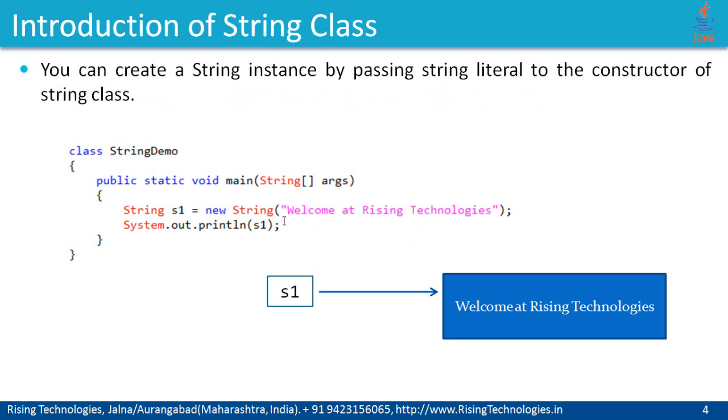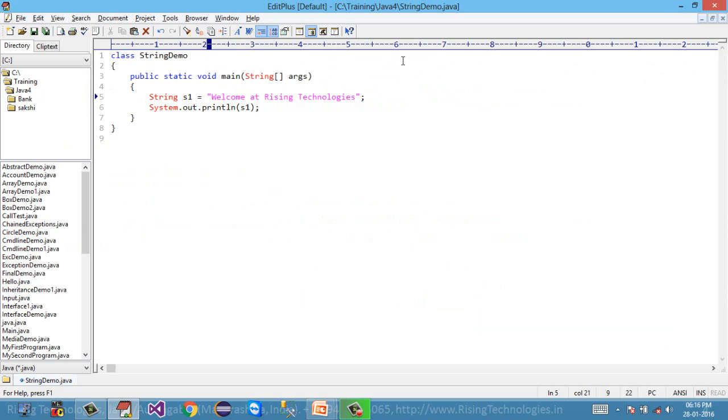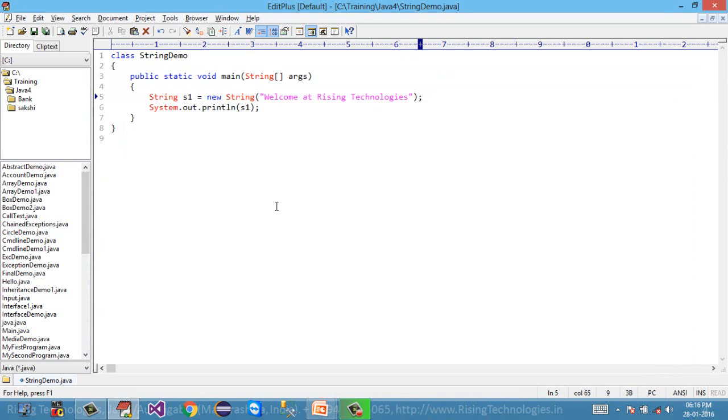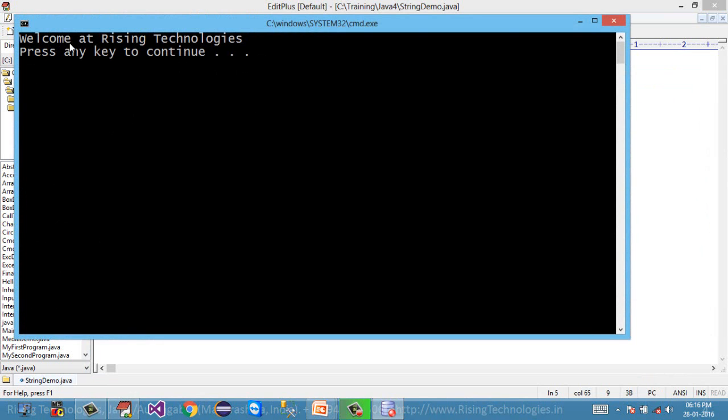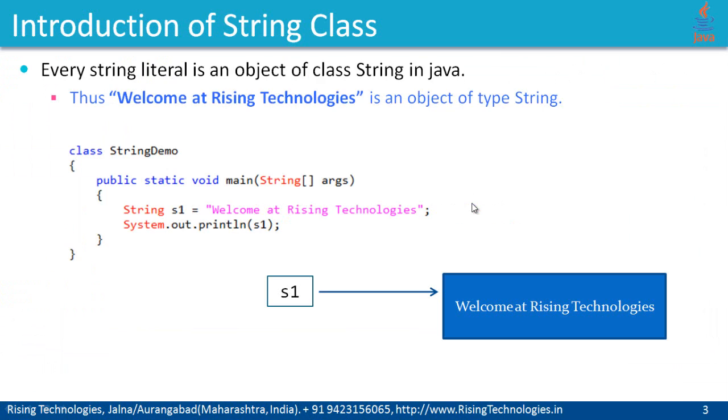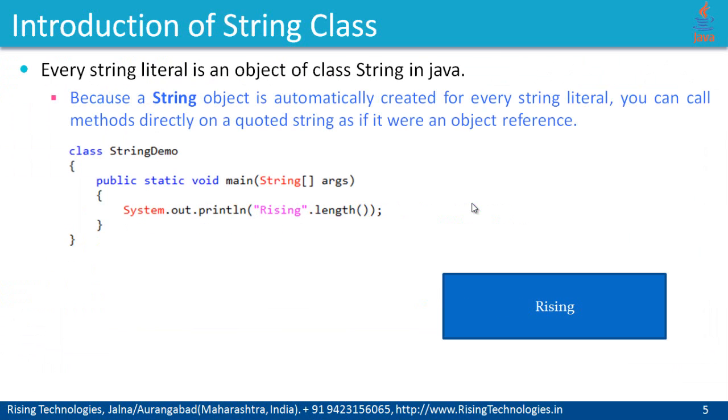Now let's have a look at this particular line of code. I want to create a new string object, so just say new string, and let's pass on this string literal as a parameter to the constructor of class string. Now let's compile this and run this. Now look at the output. We got the same output because these both lines of code have the same effect.